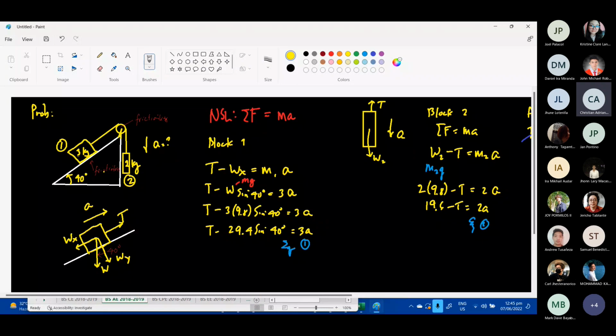Mag-iiba rin yung direction, sir. Mag-slide pababa yung block 1. Doon ang direction ng kanyang acceleration. So the 2 kilogram mass will be moving up. No? Will be moving up at that same acceleration, whatever that acceleration is. Okay? Any questions?